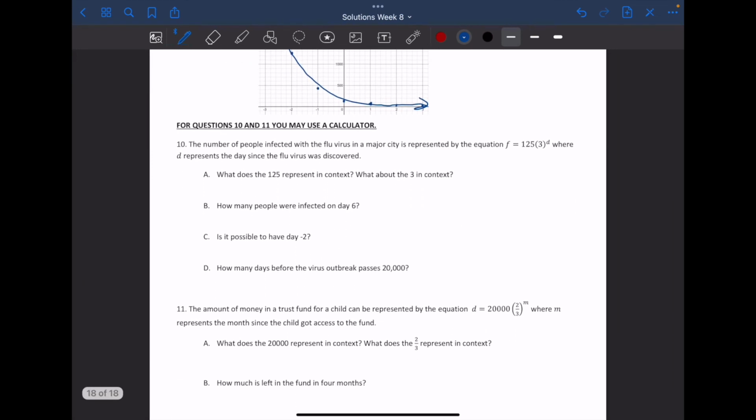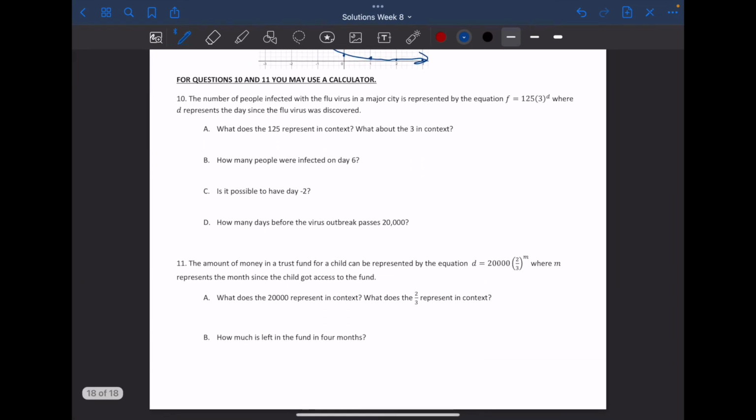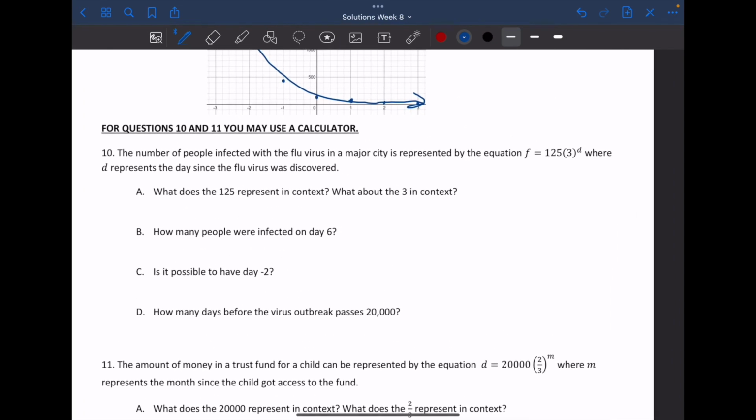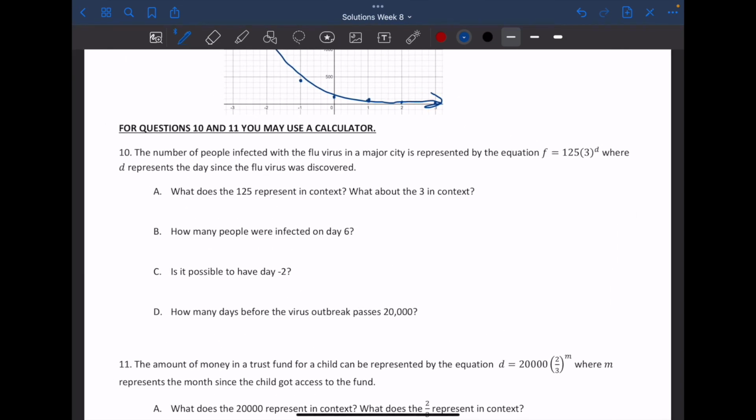Questions 10 and 11 you can use a calculator with. The number of people infected with the flu virus is represented by the equation 125 times 3 to the power of d, where d represents the day since the flu virus was discovered. What does the 125 represent in context, and what about the 3? 125 is the number of people originally infected. The 3 is how fast it is spreading.